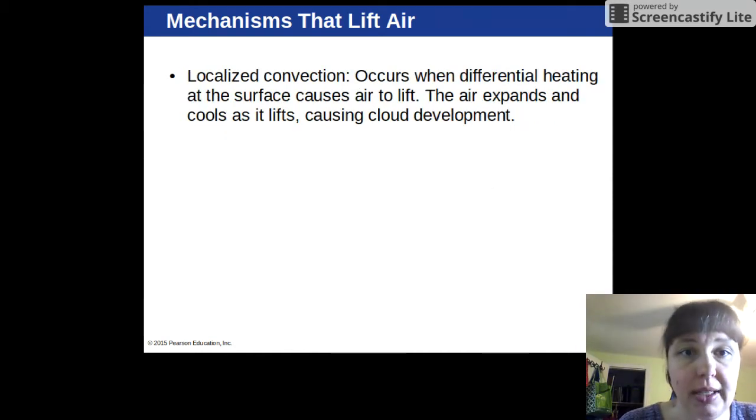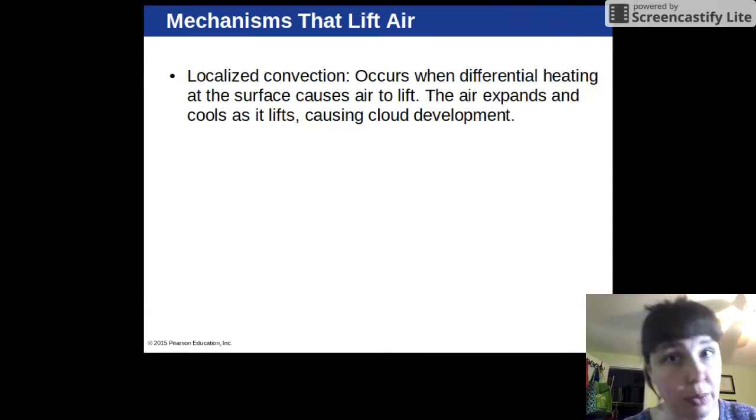And finally, another example of convergence is localized convergence, and this has to do with differential heating in various surfaces. And one example of differential heating would be urban heat island index, which is something that we'll cover later in this course. But basically, as we all know, different materials have different capacities for absorption and reflectivity.